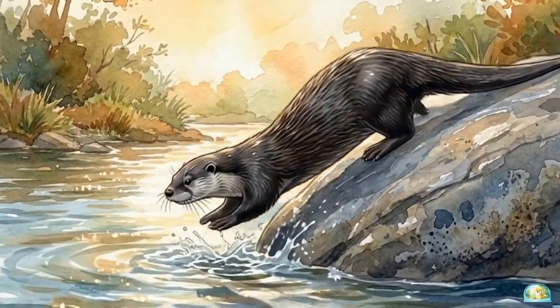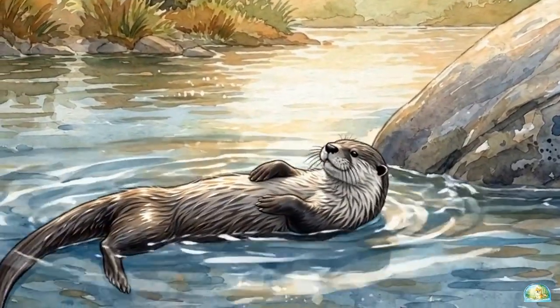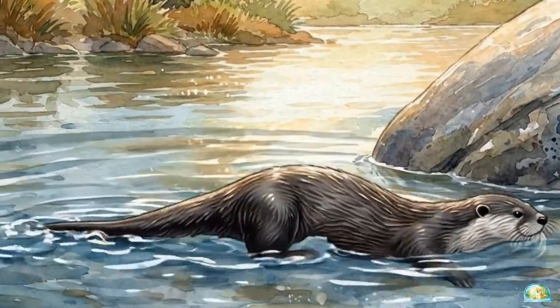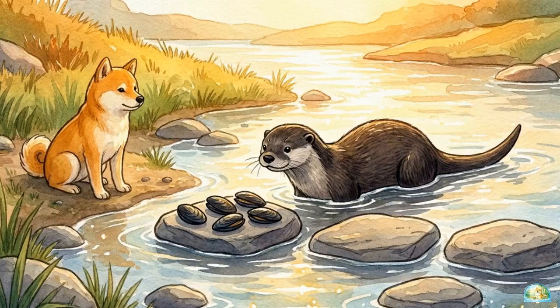Sedge glides away toward the next bend in the river, but the Sheba has one more challenge before you go. If one rock has 6 mussels and another has 3 times as many, how many mussels are on that second rock, and what is the equation?